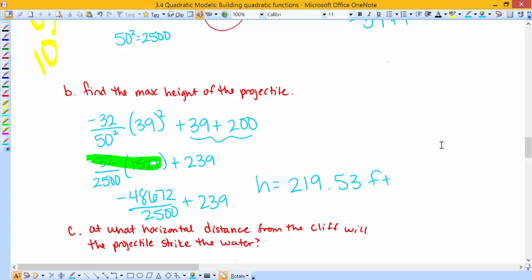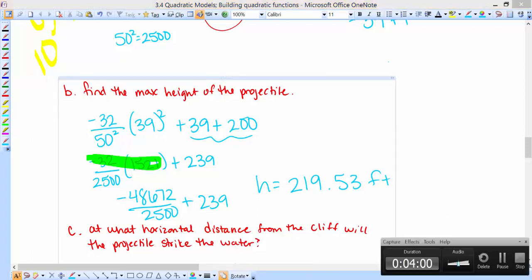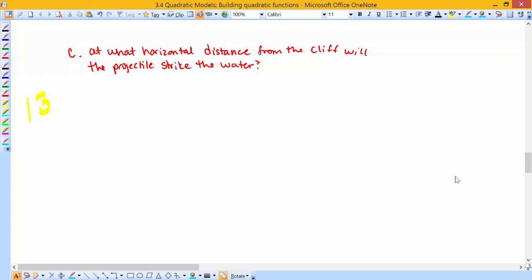All right. Now we're going to move on to C. C is asking, at what horizontal distance from the cliff will the projectile strike water? This one, unfortunately, is not factorable, and you would need to use the quadratic formula. Other than what's in your notes, I'm not going to go through that with you. What I'm going to give you right now is a hypothetical, so that you're a little bit more prepared for what will be on your quiz.